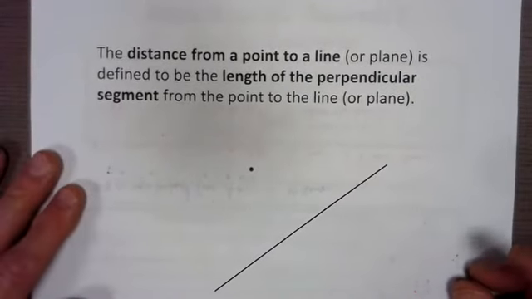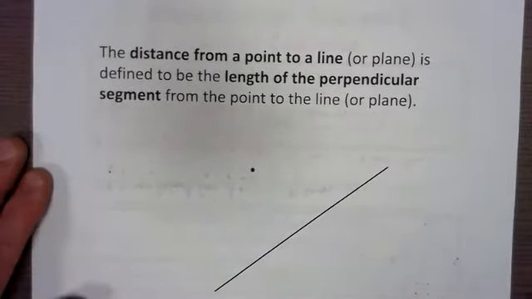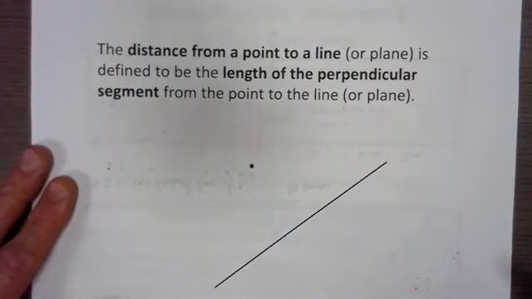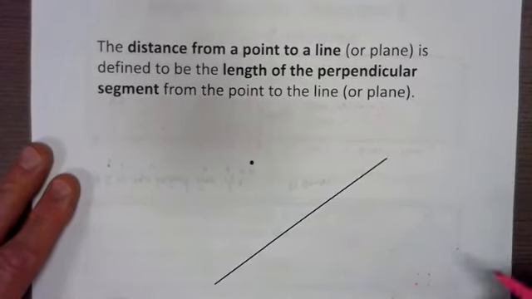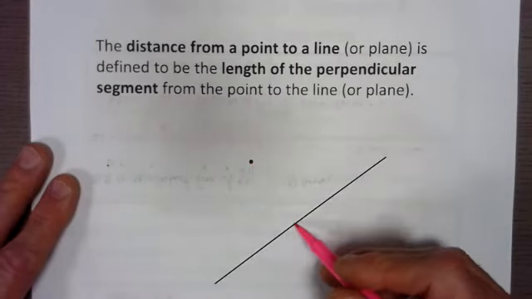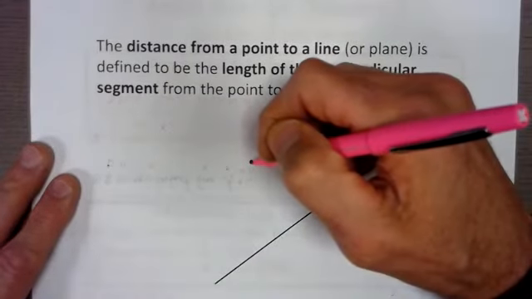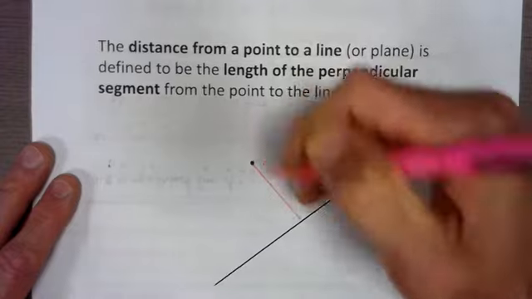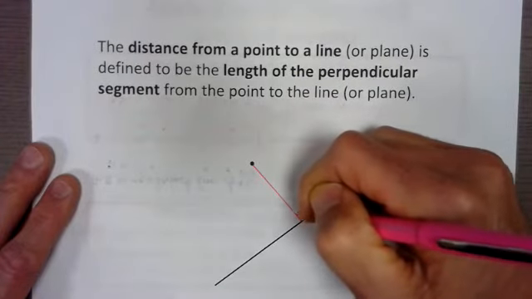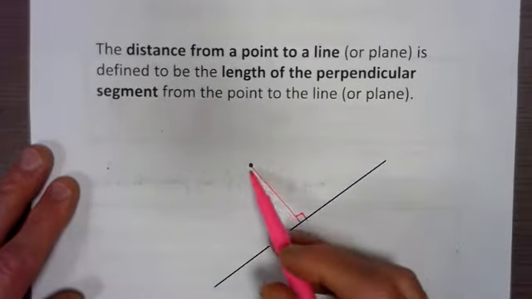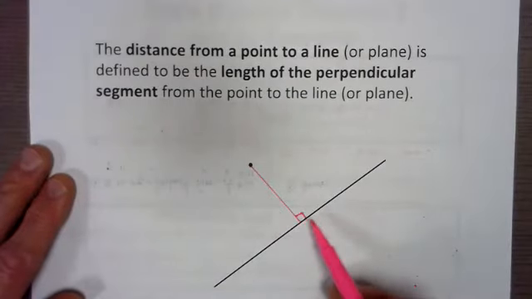The distance from a point to a line or a plane is defined to be the length of the perpendicular segment from the point to the line or plane. In this case, we have our point here and our line here. The distance from a point to a line is going to be the perpendicular distance, which will be the shortest distance from the point to the line.